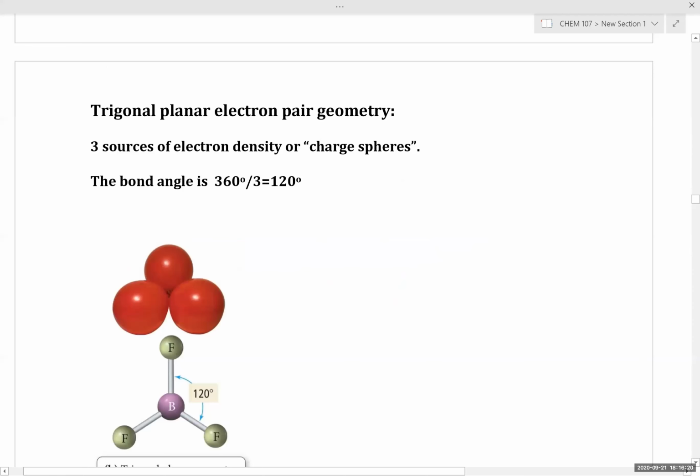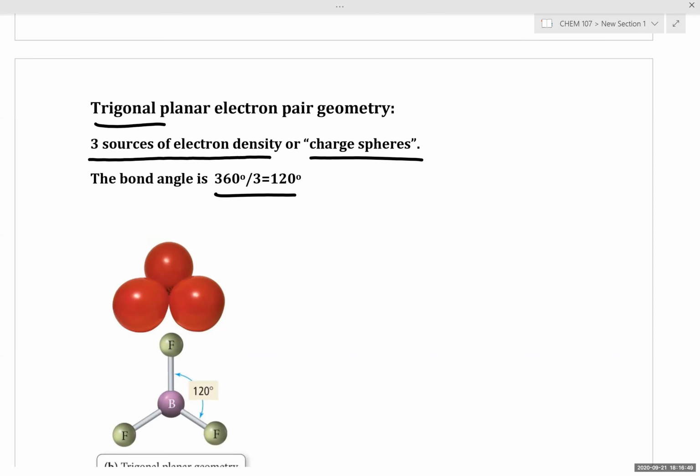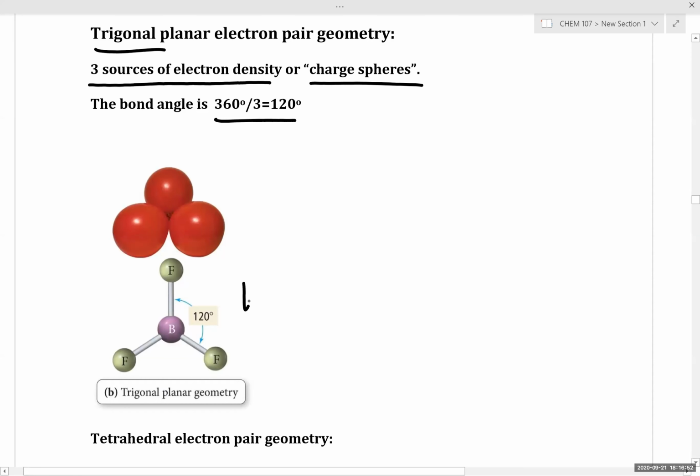The next electron pair geometry is known as trigonal planar. The reason why it's called trigonal planar is the molecule is flat and it almost looks like a triangle to me. There are three sources of electron density or charge spheres, and the bond angle is 120 degrees. An example of a molecule with a trigonal planar geometry would be BF3. Another example that I find a little bit more relevant would be our good old friend nitrate, which is NO3-.